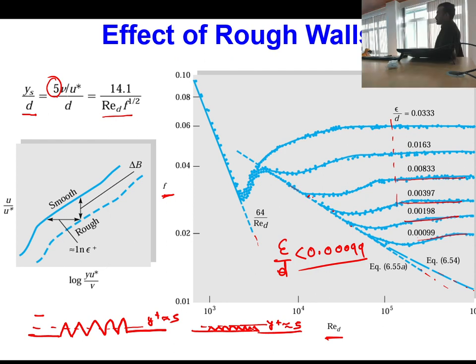If y plus is completely bounding the whole rough portion of the pipe, my transition from smooth pipe correlation to the rough effect will occur at higher Reynolds number. Okay, extremely higher Reynolds number, because in this zone my viscous sublayer will be dominant.